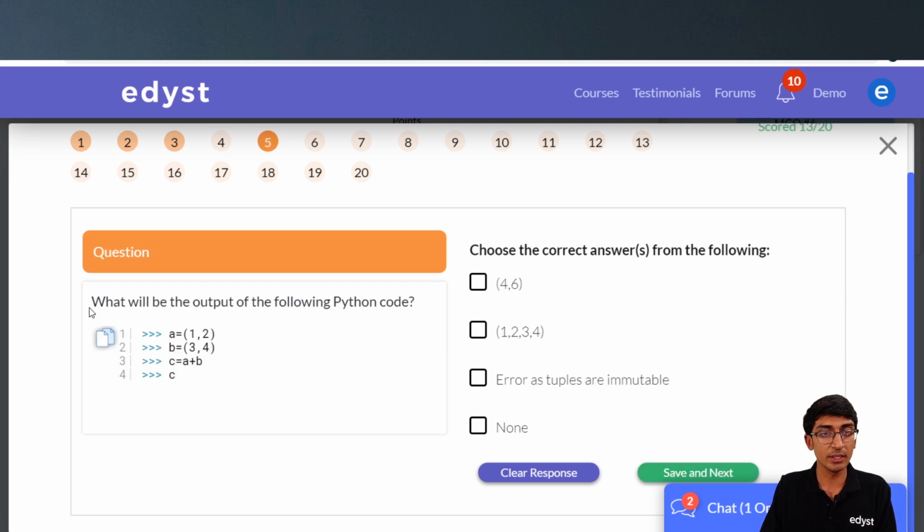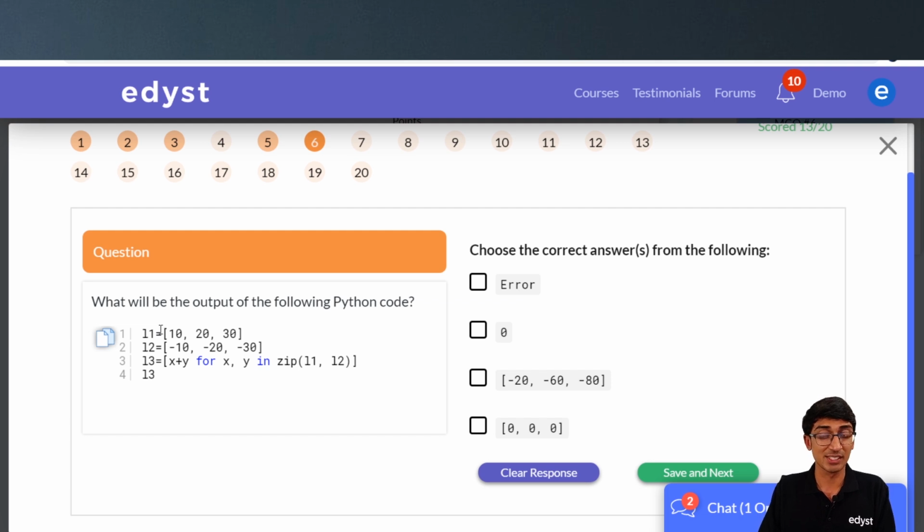Okay, what will be the output of the following Python code? A is equal to 1, 2, B is equal to 3, 4, C is equal to A plus B. So what actually happens here is A plus B is, it's just going to concatenate the 2 tuples. It's not really going to add each value or anything. It's going to concatenate each tuple. And so it's going to become 1, 2, 3, 4.